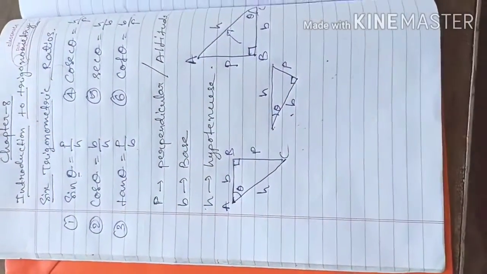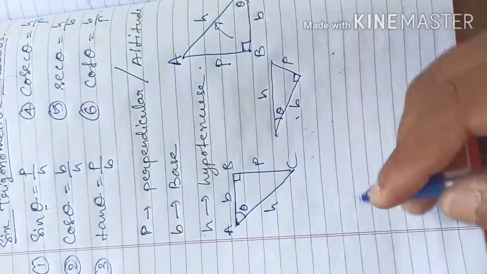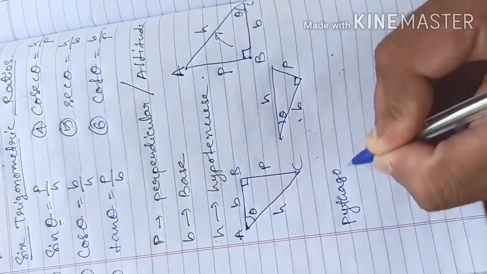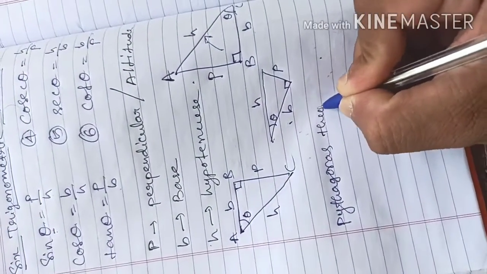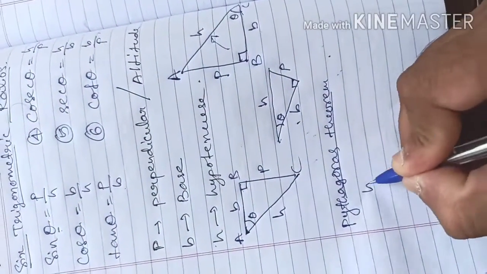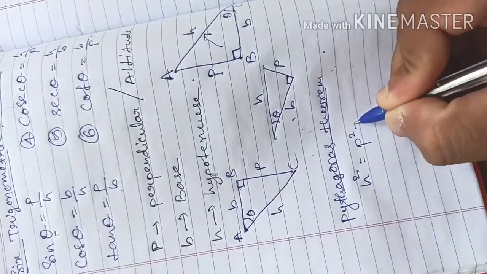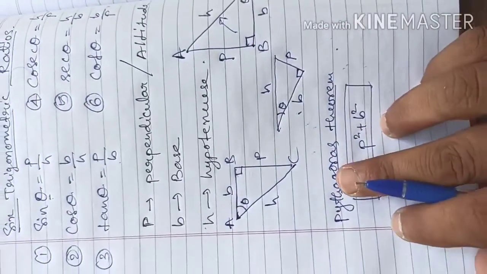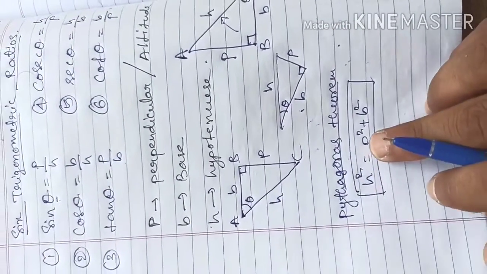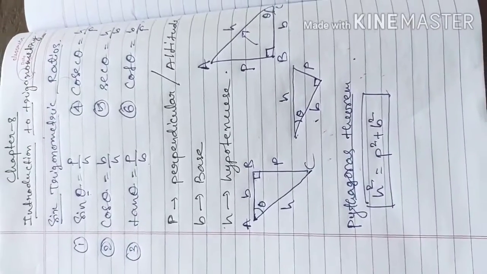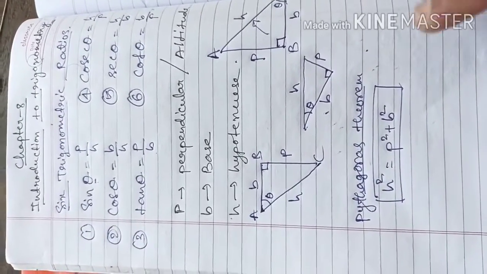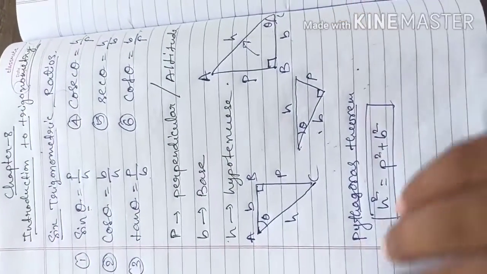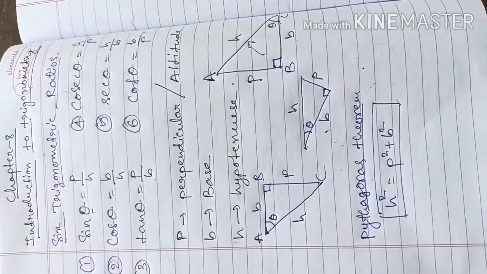In this chapter we are going to use one theorem, that is Pythagoras theorem. As you all know, Pythagoras theorem: h square equals p square plus b square. This whole chapter depends on this theorem. So how to use the formula and how to solve the questions, that I will explain. Let me solve a question so that you will be able to understand how to use these formulas.